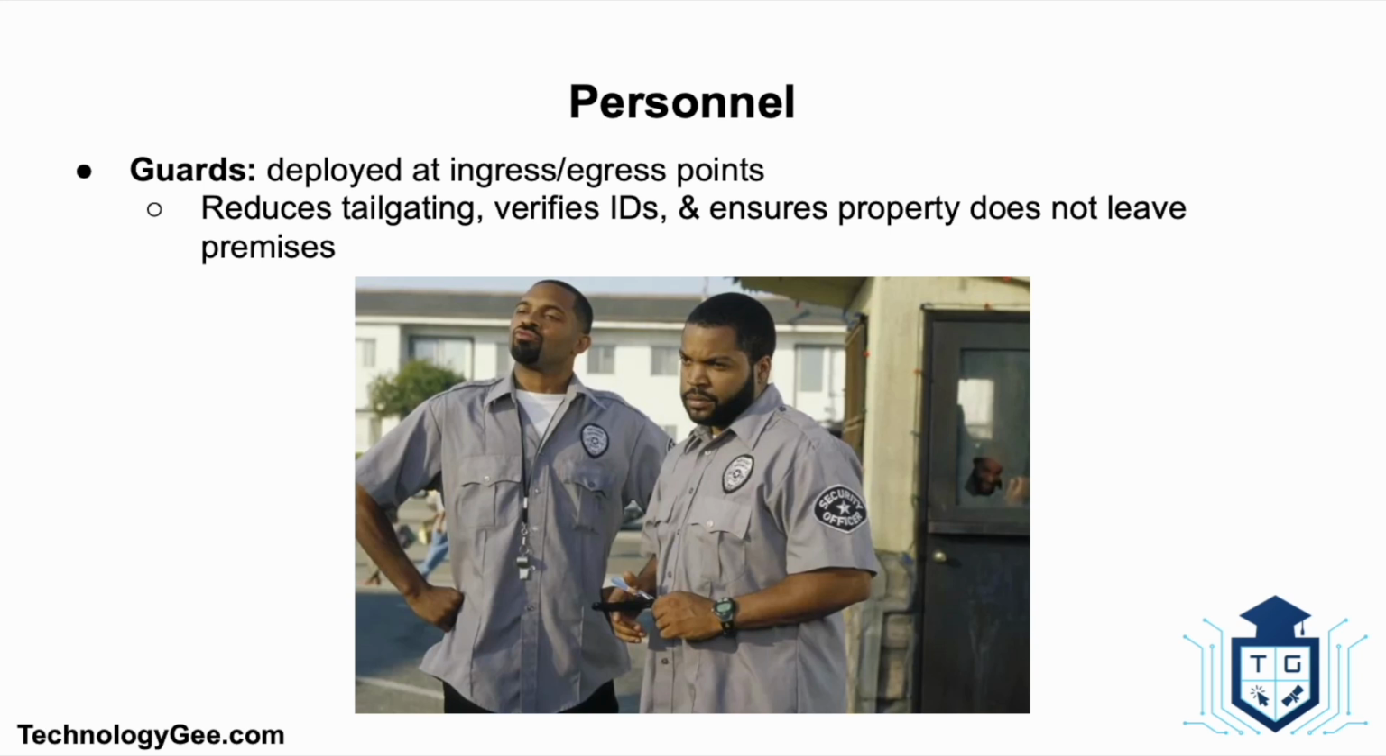And then we have personnel. So the first type of personnel is called a guard. And these are persons typically deployed at ingress and egress points with the goal of reducing tailgating, verifying identity of scanned ID cards, and ensuring that property does not leave the premises.